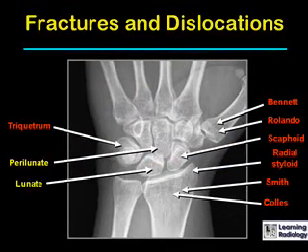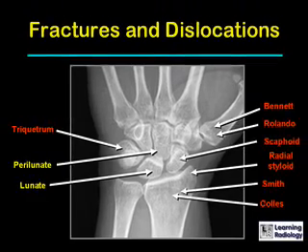We're going to be talking about fractures of the triquetrum, a Bennett, Rolando, scaphoid, radial styloid, Smith and Colles fractures, and perilunate and lunate dislocations.